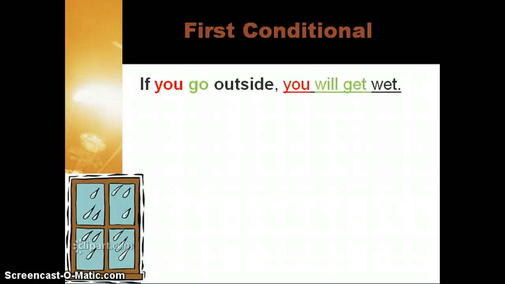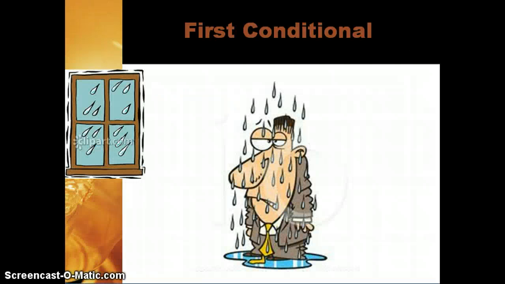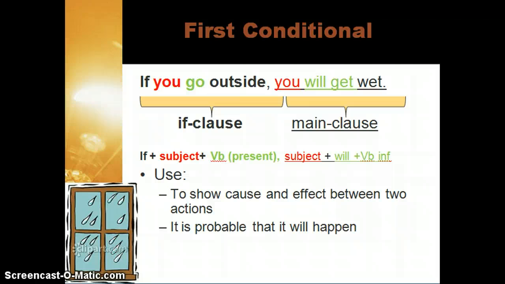Whereas in the first conditional, for example, we've got a window here and you can see the rain. So someone would say, if you go outside, you will get wet. And as you can see, this man went outside and he obviously got wet. So what do we use this for? To show the cause and effect between the two actions, okay? So it is highly probable that it will happen. So you start in the if clause with the if, of course, the subject, the verb in the present, and in the main clause you've got the subject, will, and the verb in infinitive.